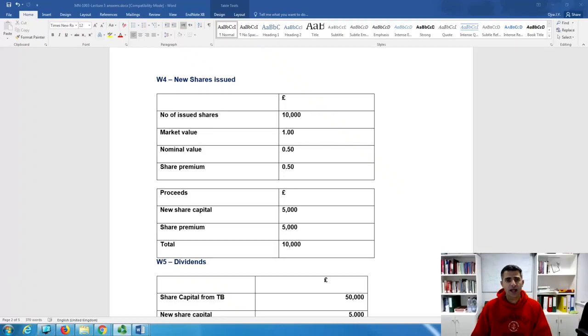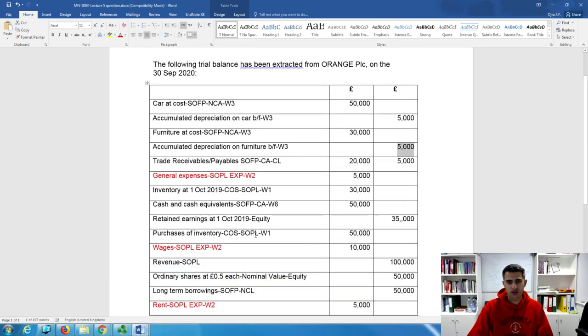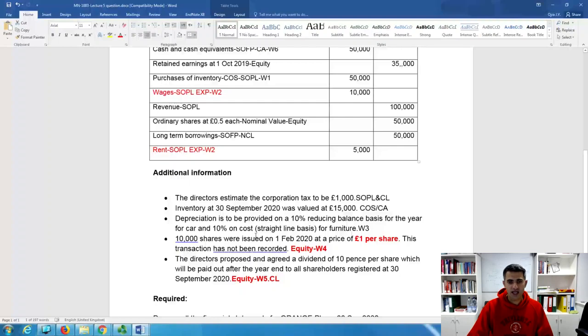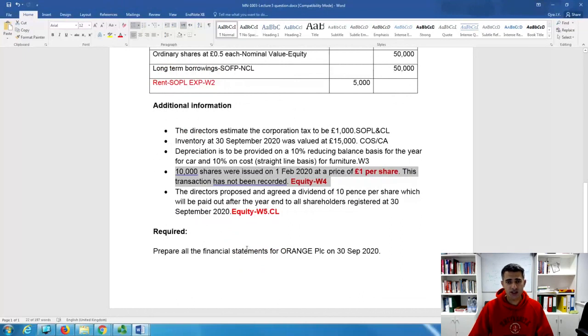Right, so now let's move to working 4. For working 4, as you see, we need to calculate the new shares issued. If you look at the question, in the notes, what can you see? You can see that 10,000 shares were issued on 1st of February at a price of £1 per share, and this transaction hasn't been recorded. This means we need to record it.